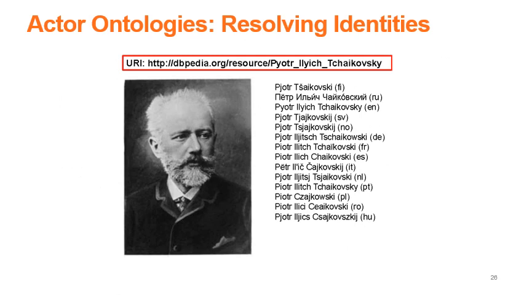In addition to general ontologies, actor ontologies are widely used in applications. The main problem here is resolving identities. In this example, you can see the URI of Pyotr Tchaikovsky in DPPD, and on the right-hand side, you can see the different transliterations of Pyotr Tchaikovsky in different languages. The problem is, how can we identify the right person based on different name variants?